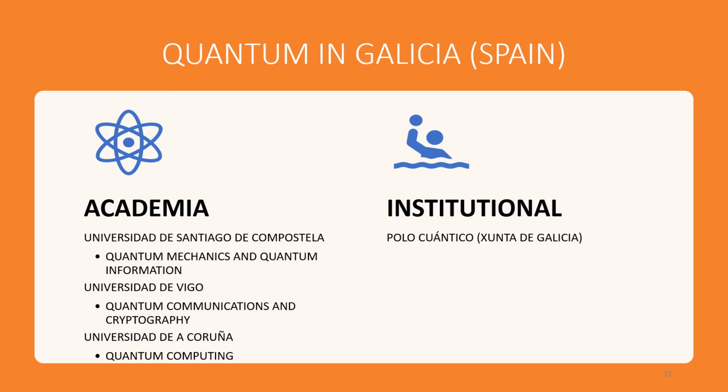And last, in Galicia, quantum technology developments are almost exclusively done in NEASQC and in the three universities: Santiago de Compostela, working in quantum information and quantum mechanics; the University of Vigo, working in quantum communications and cryptography; and the University of Coruña, working in quantum computing. Also, and this is important, the local government of Galicia is making an important effort in the creation of a quantum ecosystem named the Polo Quántico.